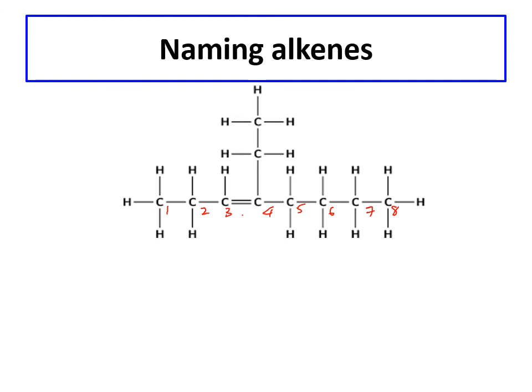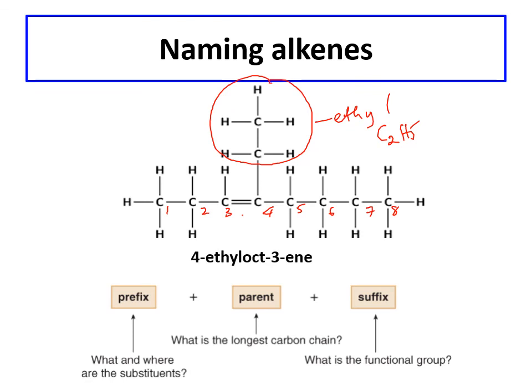And then you need to identify the alkyl group, which is this one. So this is actually ethyl, because this is C2H5, and this ethyl is currently attached to carbon number 4. So the name will be oct-3-ene. So this is from the main chain, and then you need to put the position of the ethyl at carbon number 4, which means the name of this isomer will be 4-ethyloct-3-ene.